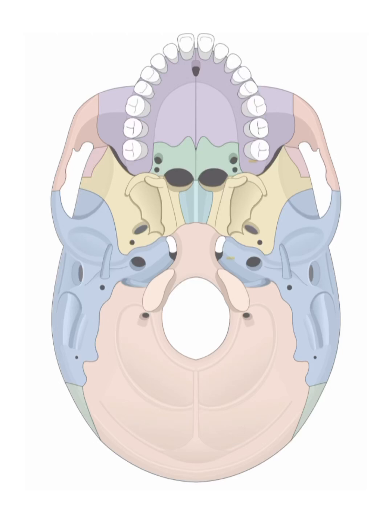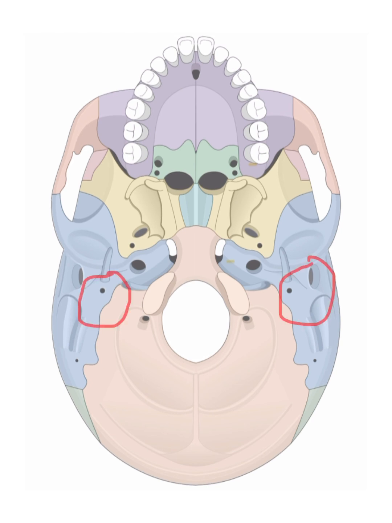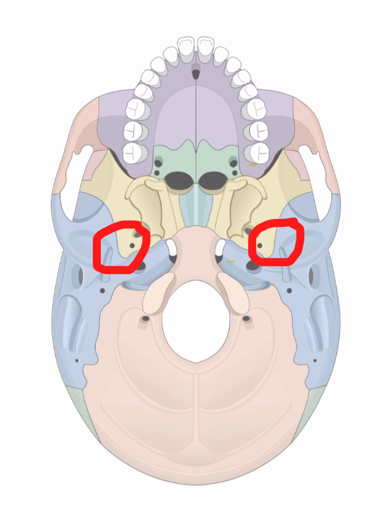Today we are discussing the foramina and fissures of the inferior view of the base of the skull. These are the stylomastoid foramina located at the temporal bone. They transmit the stylomastoid artery and the facial nerve. The next one in line is the foramen spinosum. The foramen spinosum houses the meningeal branch of the mandibular division of the trigeminal nerve.